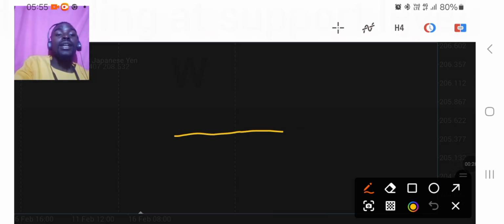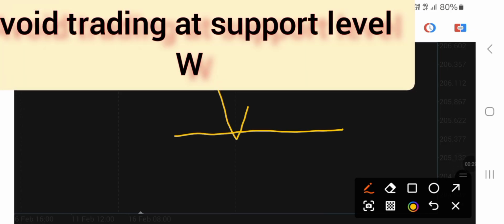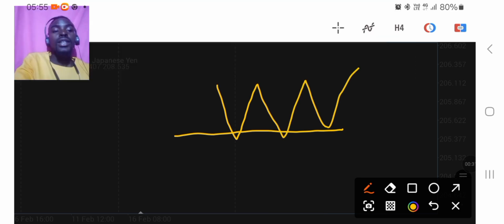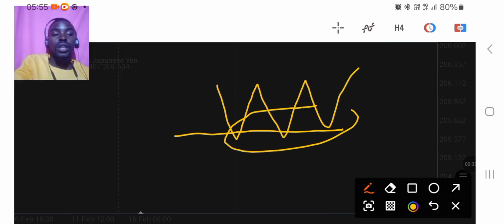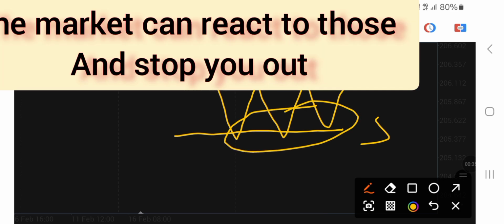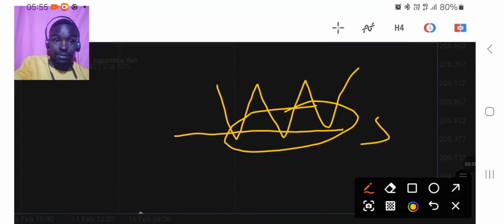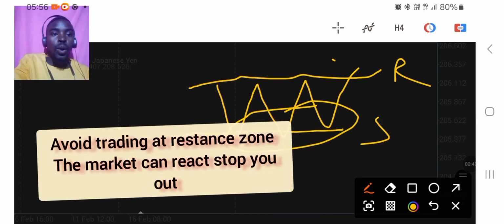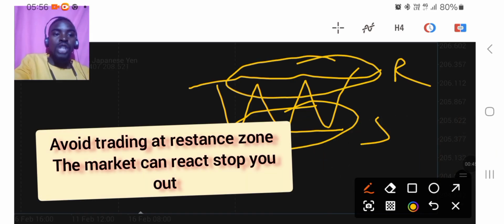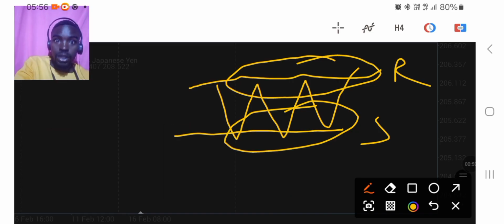Avoid some areas, like where the market has stopped, like this. Remember, this is a reaction area. This is what we call a support, guys. So we avoid these zones, and at the top, this is called the resistance zone. We avoid these areas, guys. When the market taps there, you stay quiet and look at how the market reacts at that place.